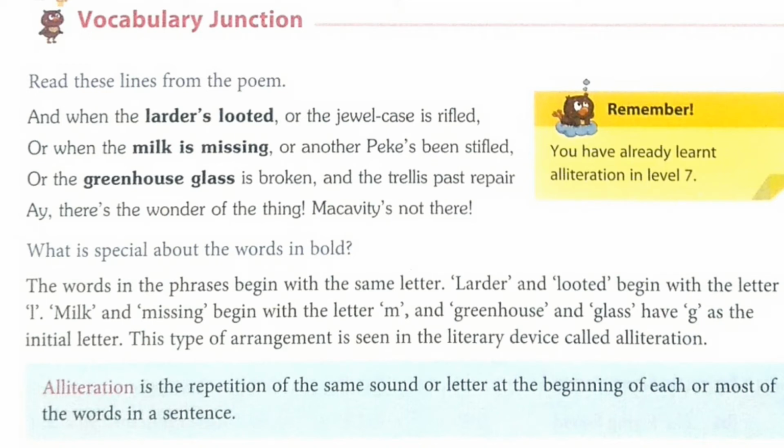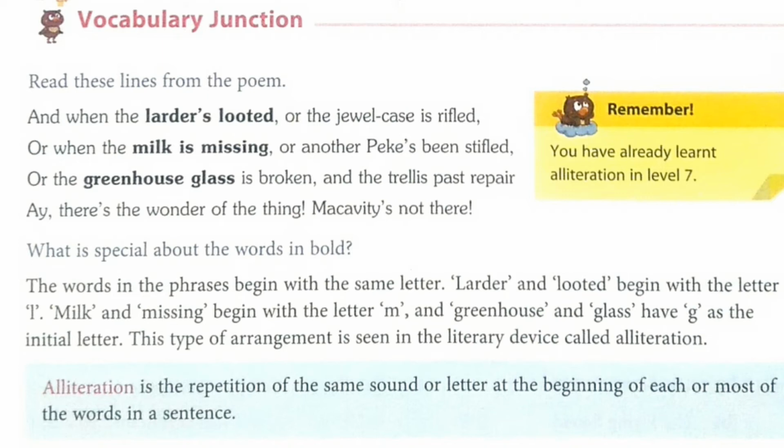Okay, milk and missing begin with the letter M. And greenhouse and glass have G as the initial letter. So this type of arrangement seen in the literary device is called alliteration. So look at the definition. Alliteration is the repetition of the same sound. Let me remind you again, same sound in the sense of the same consonant sound, not a vowel sound. Same sound or letter at the beginning of each or most of the words in a sentence.